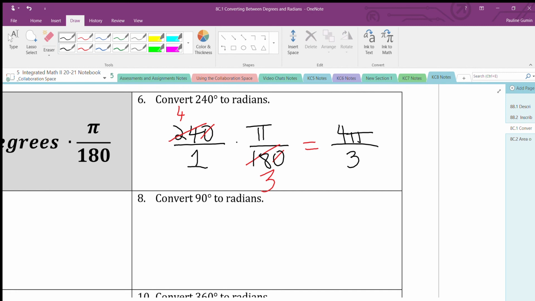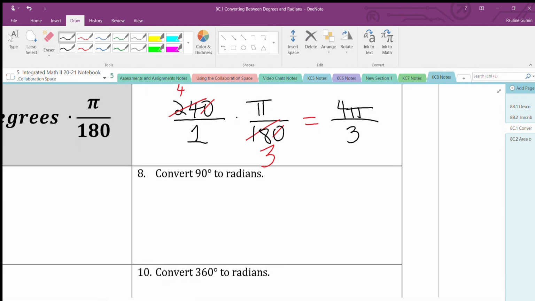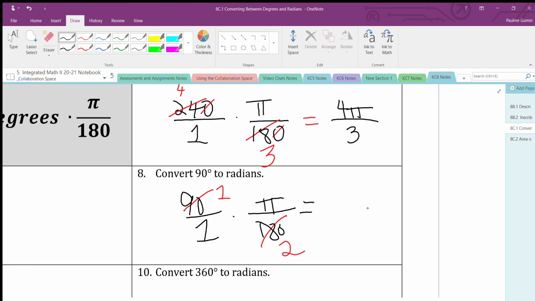over 3. Okay, let's try 90. 90 over 1. I want it to have a pi, so pi over 180. 90 times 2 is 180. So pi over 2.